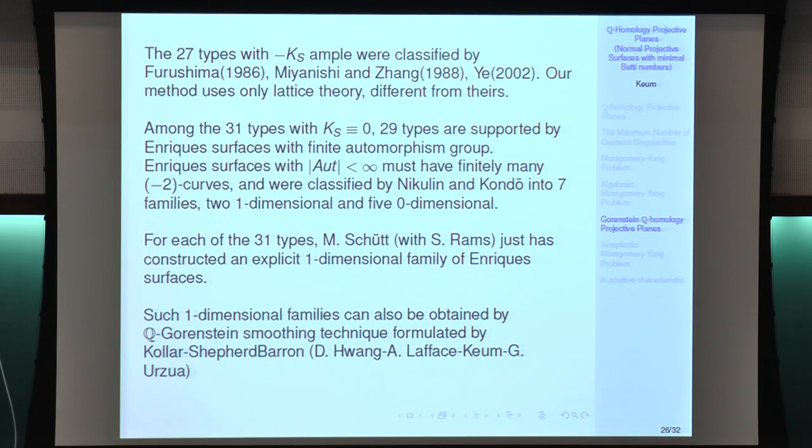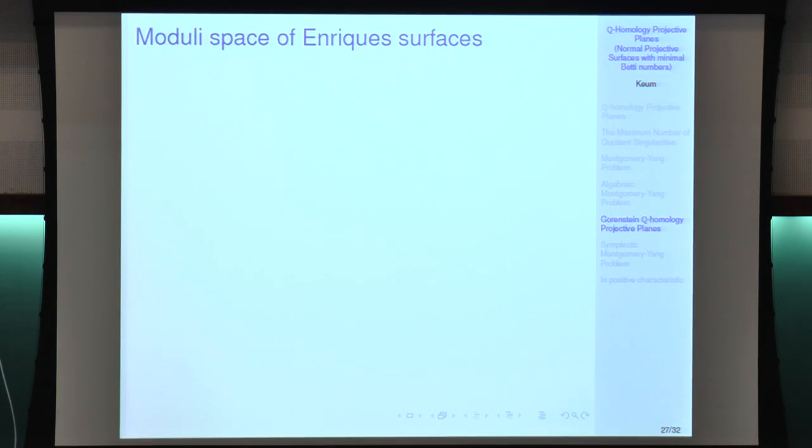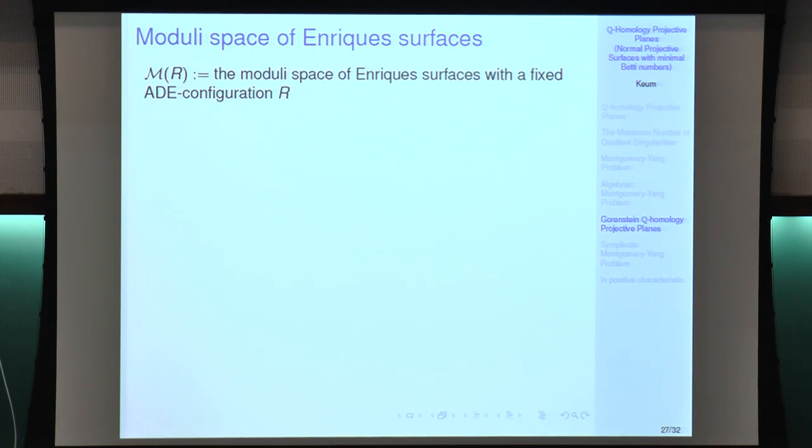Such one-dimensional families can also be obtained by the Q-Gorenstein smoothing technique formulated by Kollár, Shepherd-Barron and used by Yongnam Lee and Jong-Il Park, which was useful to construct a new simply connected surface of general type with pg equal to 0. Well, we haven't been successful for all these 31 types, except a few that we're still working on. Here, let me briefly review the moduli space of NK surfaces.